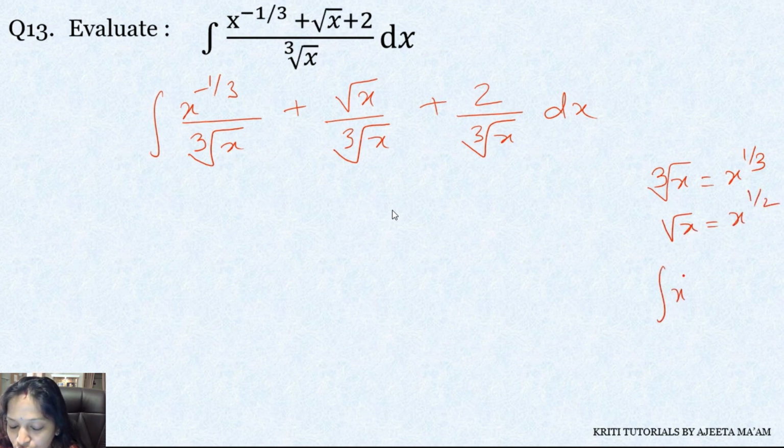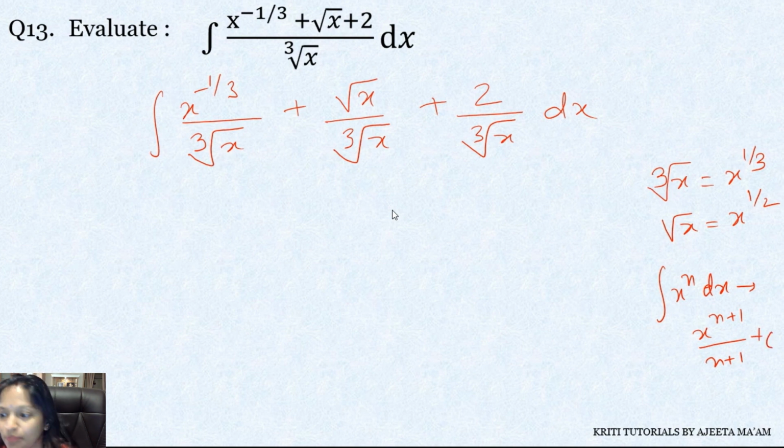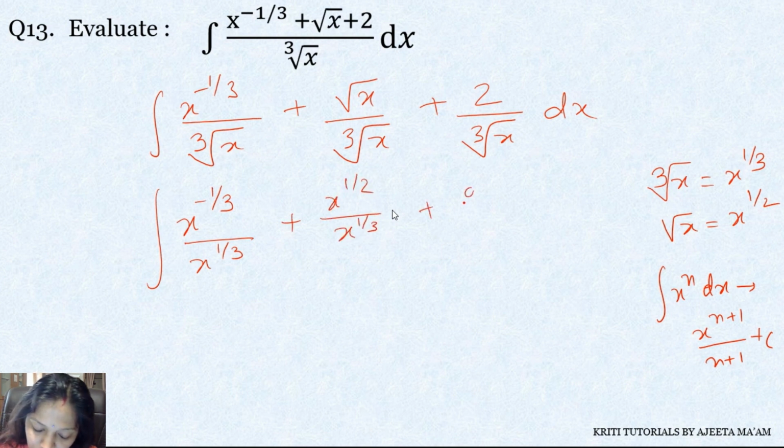And here we are going to use power rule for the entire question, that is x raised to n का integration is x raised to n plus 1 upon n plus 1 plus c. Right? So that is the basic formula we need. So now let's do it with that. So x raised to minus 1 by 3 upon x raised to 1 by 3. This will become x raised to half upon x raised to 1 by 3. And this will become 2 upon x raised to 1 by 3 dx.